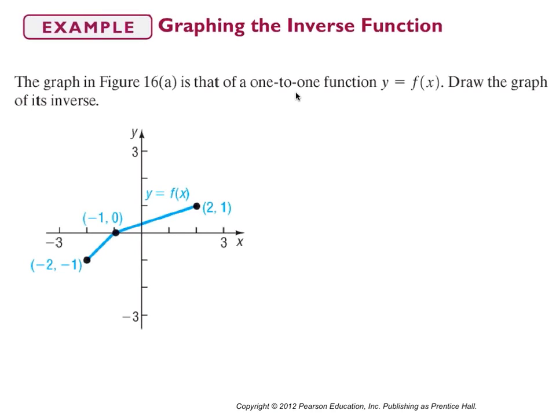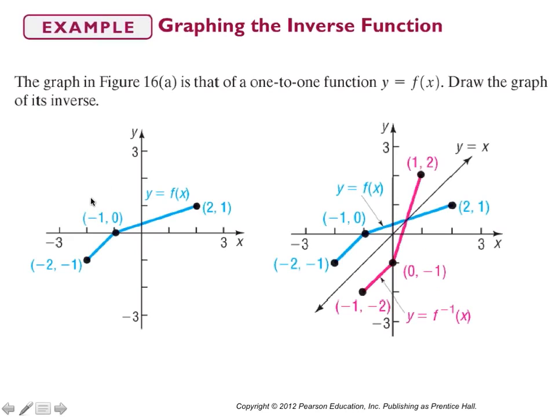Now the easiest way to think about this is to just flip-flop our coordinates. So we know that if we have negative 2, negative 1 on our original graph, then we're going to have negative 1, negative 2 on our new nice little pink graph here. If we have negative 1, 0, that means we're going to have 0, negative 1. So all we're doing is flip-flopping our x and our y coordinates. And then if we have 2, 1, we know we're going to have 1, 2.